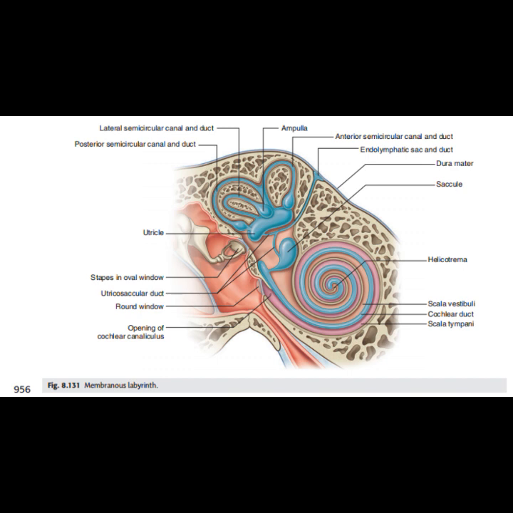The utricle responds to linear acceleration in the horizontal plane and sideways head tilts, while the saccule responds to linear acceleration in the vertical plane, such as forward-backward and upward-downward movements. In contrast, the receptors in the three semicircular ducts respond to rotational movement in any direction.